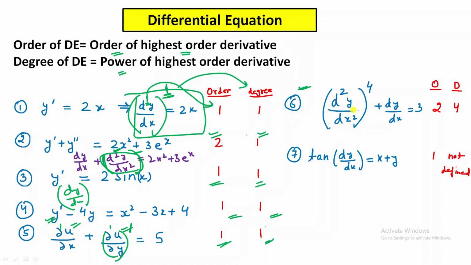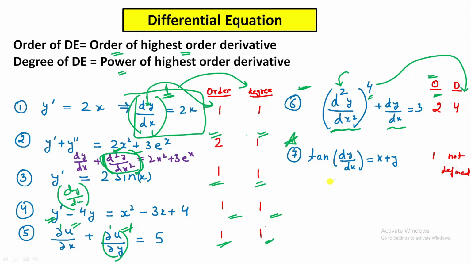Now here you can see in this equation, if you want to find the order, we have to concentrate on the highest order derivative. So this is the second order derivative, this is the first order. For order we have to see here. This is 2, so this is the order. Now to find the degree, check the highest order derivative, this is this. Now outside this 4 is written, so this is degree 4. Okay, degree 4 of the whole equation.